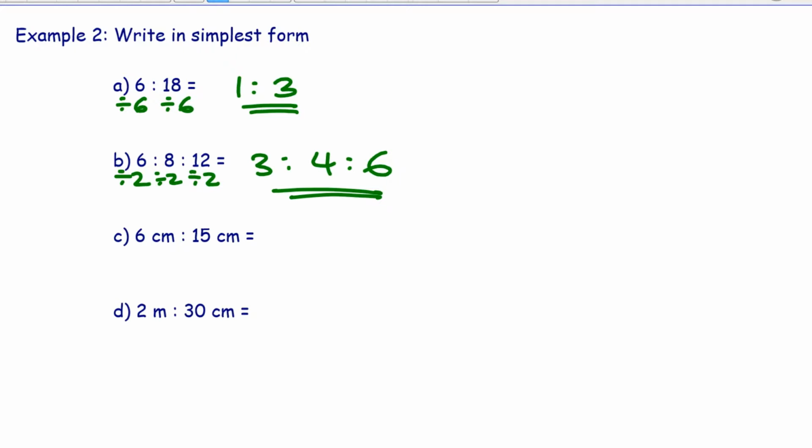When you have the same units here, you can just ignore the units and then you just write your numbers. Like here in this case it will be 6 to 15. And then you can go ahead and find the highest common factor that can be divided into each of these numbers, which happens to be 3. So divide by 3, and you'll end up with a simplified form of this ratio, which will be 2 to 5.